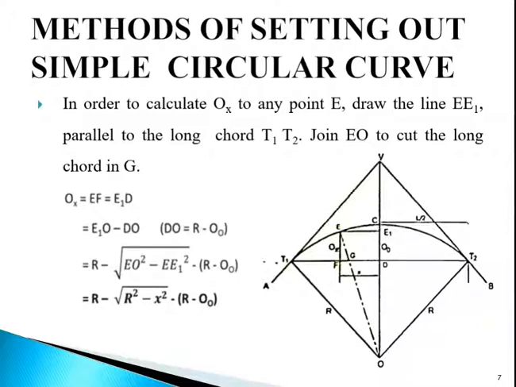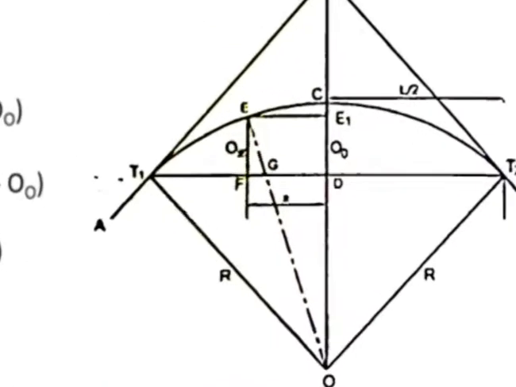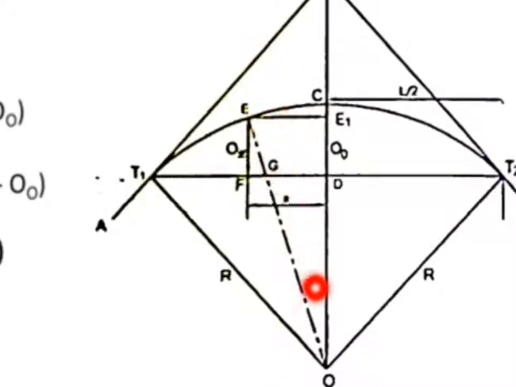Next, in order to calculate OX to any point E, draw the line EE1 parallel to the long chord T1 T2. Long chord is T1 T2. Join EO, this dotted line, which we can see at the center, to cut the long chord at G.